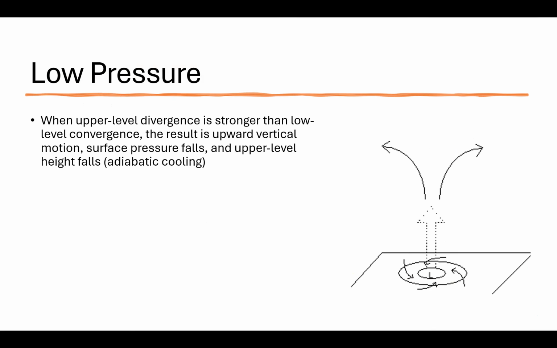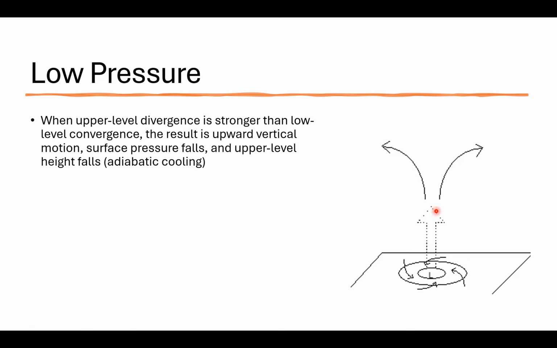So the big thing here with low pressure again is when upper level divergence is stronger than the low level convergence, you're going to get a lot of upward vertical motion here. Let me find my pointer here. My goodness, I lost it for a minute. You're going to get a lot of upward vertical motion here.